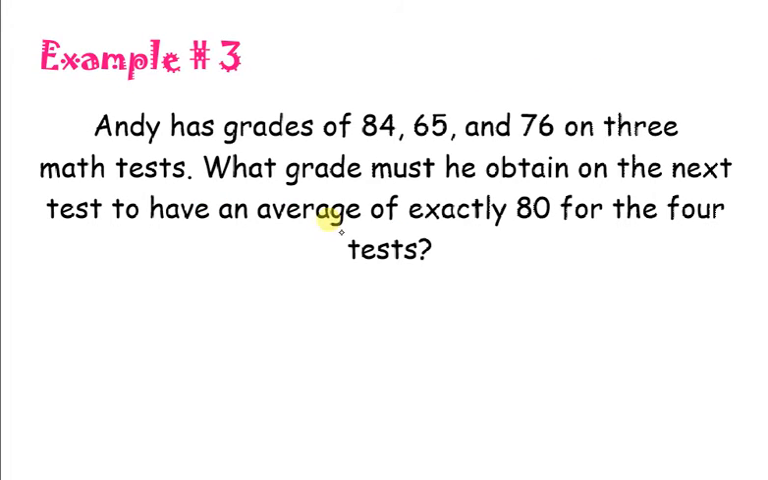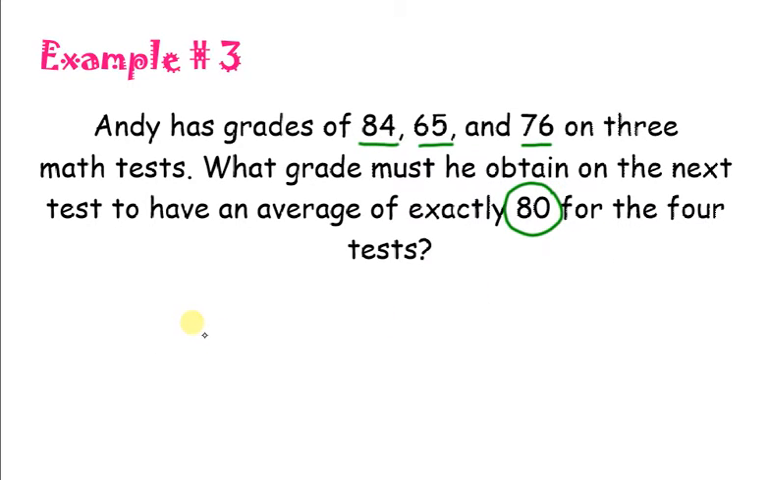All right, let's look at example number 3. Andy has grades of an 84, a 65, and a 76 on 3 math tests. What must he obtain on the next test to have an average of exactly 80 for the 4 tests?